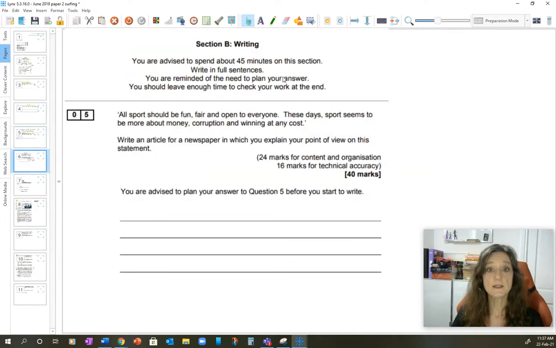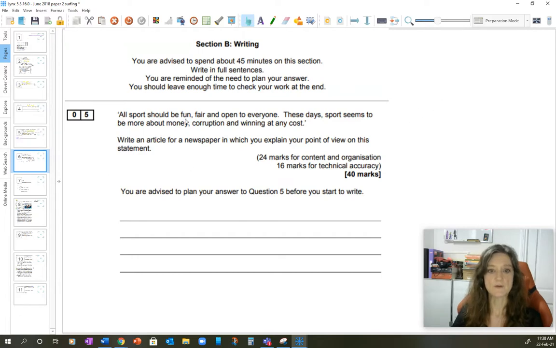Okay, and then finally, we're going to think quickly about section B, the writing section. Just to remind you again, you need to spend about 45 minutes on this section. You desperately need to write in full sentences here because you get marked for your writing. You do need to plan your answer, and you definitely should leave at least 5 minutes to check through your writing at the end. Let's have a look at the statement then.